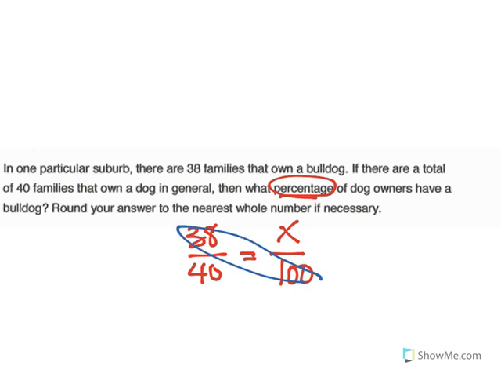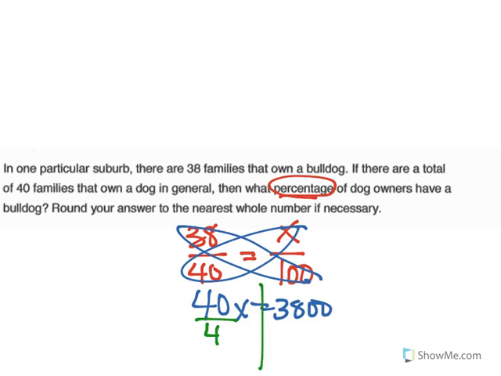Again, you can use those cross products. That's 3,800, and then this would be 40x. So we've done enough solving equations. We know that we would divide both sides by 40, right? So if I'm going to do 3,800 divided by 40, you can essentially just cross out those zeros because they'll cancel each other out, and just do 380 divided by 4. Again, we've done enough of this that we should know that we could do that, right? So we're going to do 380 divided by 4.